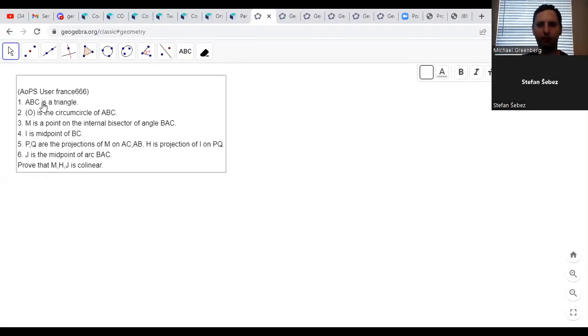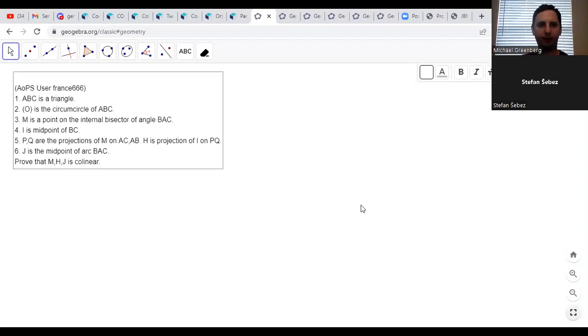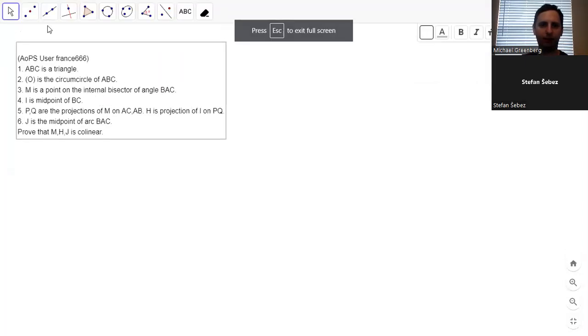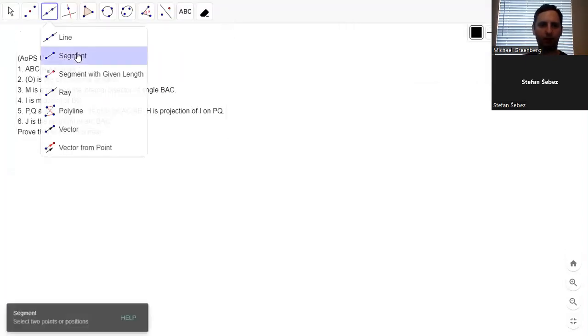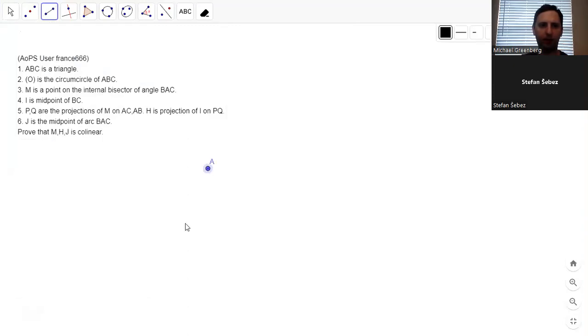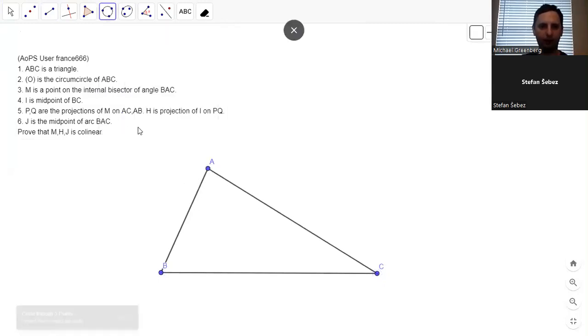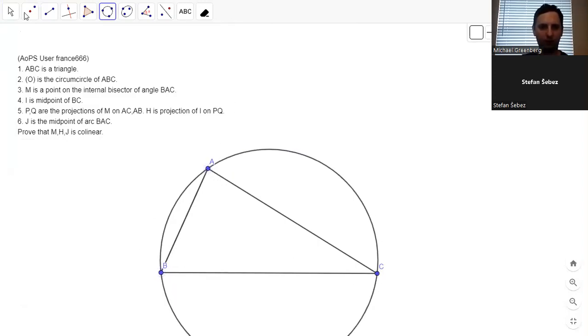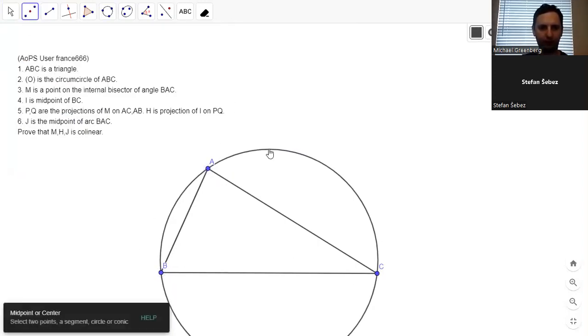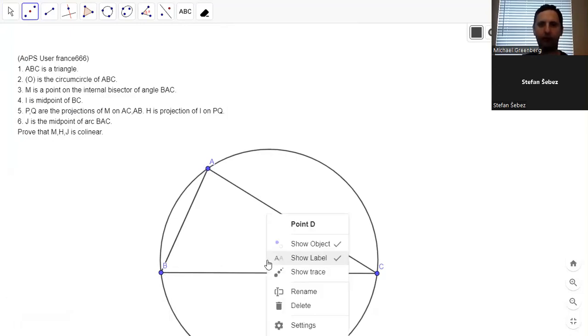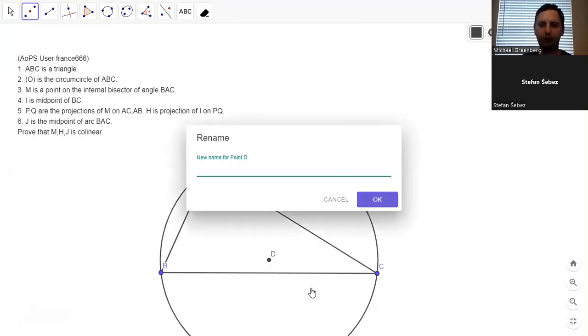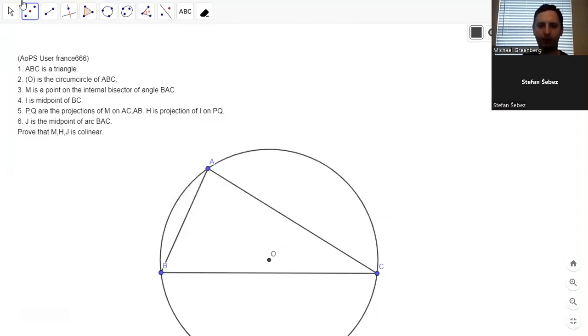So here's the first problem. This was posted by France666. I'm not sure who that is on the Art of Problem Solving forum, but it looked kind of interesting. We have a triangle ABC, and O is the circumcircle. So I'm going to draw that. This problem looked really similar to the very first problem I did on my channel. I think it might be a generalization of it.